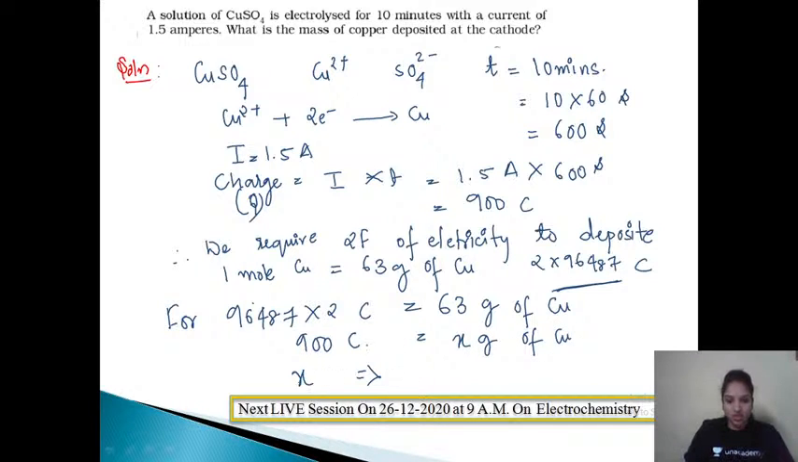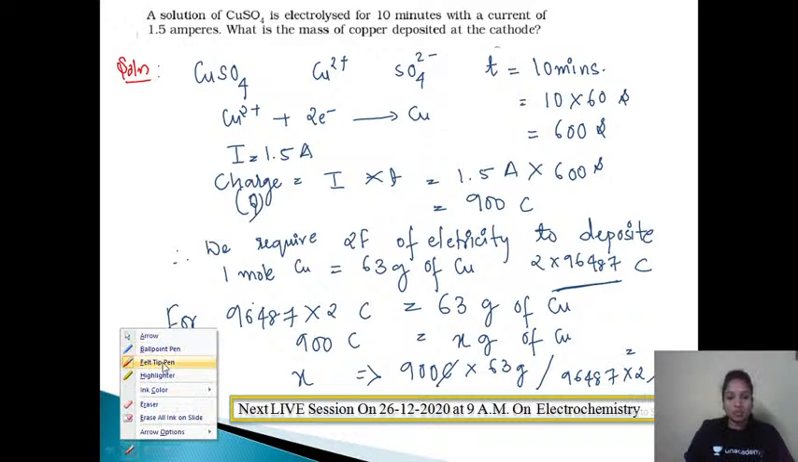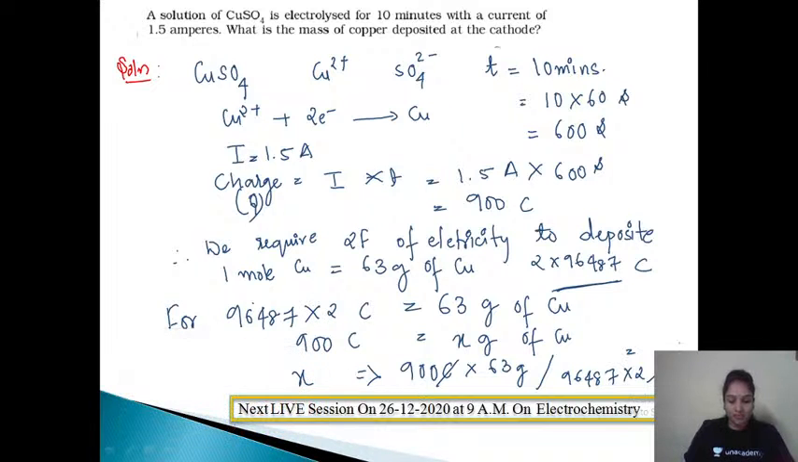So, X is equals to 900 coulombs into 63 grams divided by 96487 into 2 coulombs. So coulombs and coulombs get cancelled. Whatever answer you get, that will be your final value, that is how much quantity of copper is deposited. And the answer for this would be 0.2938 grams. So this is your final answer of copper that is deposited over the cathode. I hope that you understood. So charge required for this particular reaction is 900 coulombs. Now, if you pass 2 into Faraday's constant of electricity, that is why 2, because 2 electron changes are happening, 1 mole of copper will be deposited.